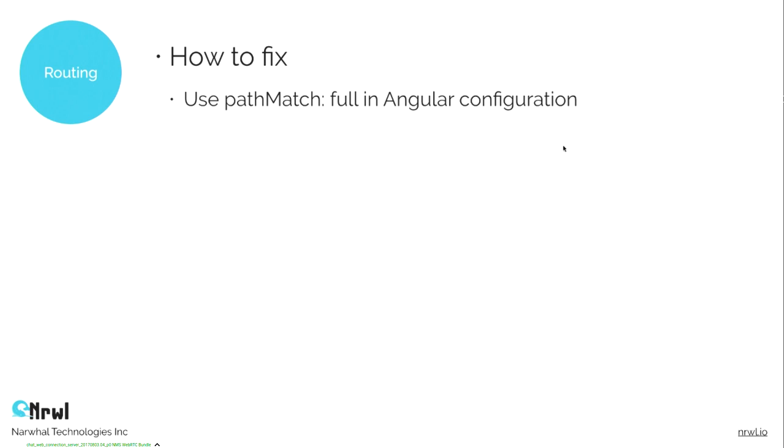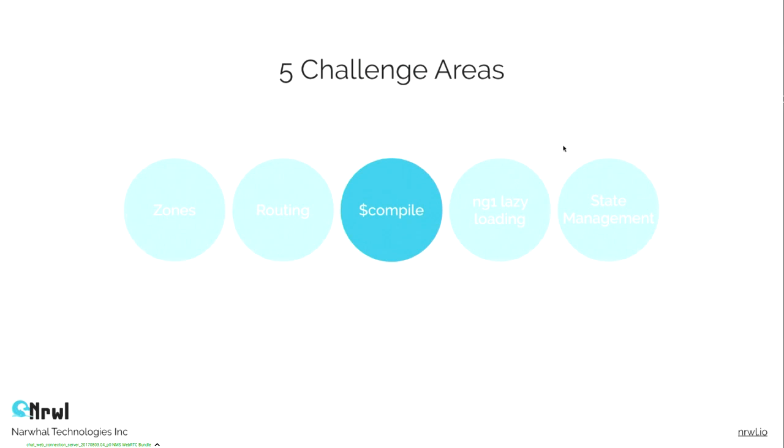So how to fix this? Well, in your Angular configuration, you can use pathMatch full to consume the full path of the URL. Or you could upgrade the full slice of the account to Angular, which is simpler, takes a little more time though. But those are your options.